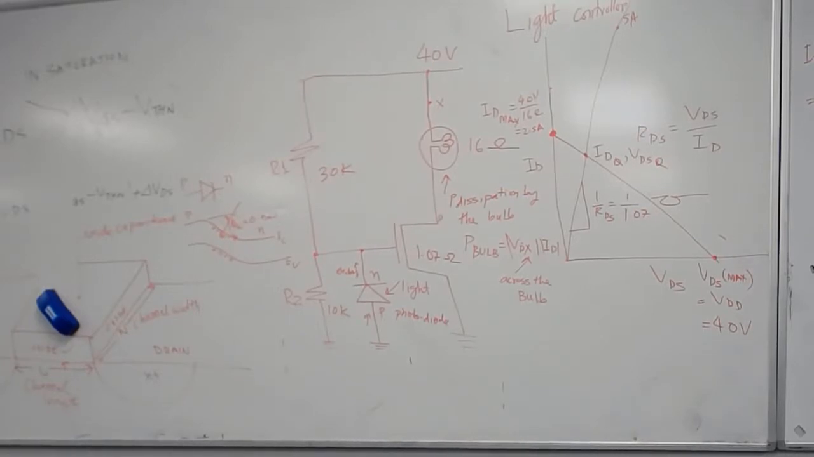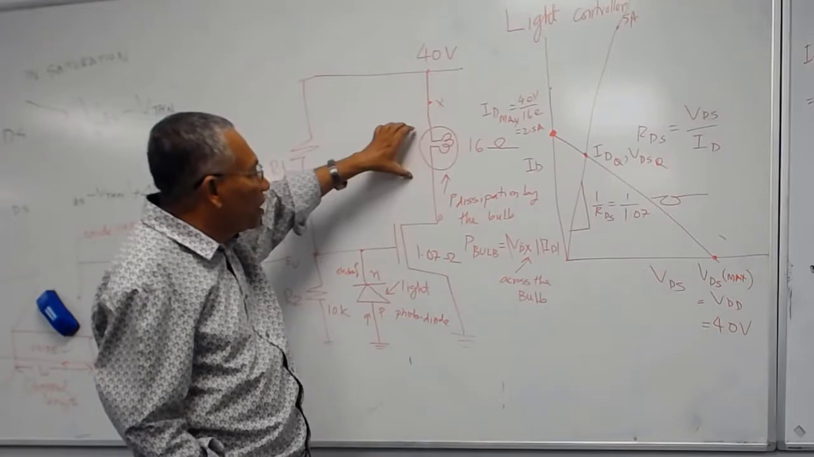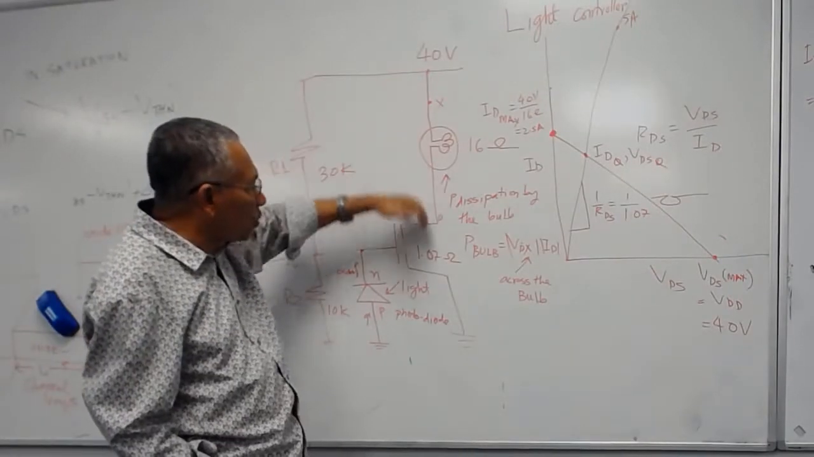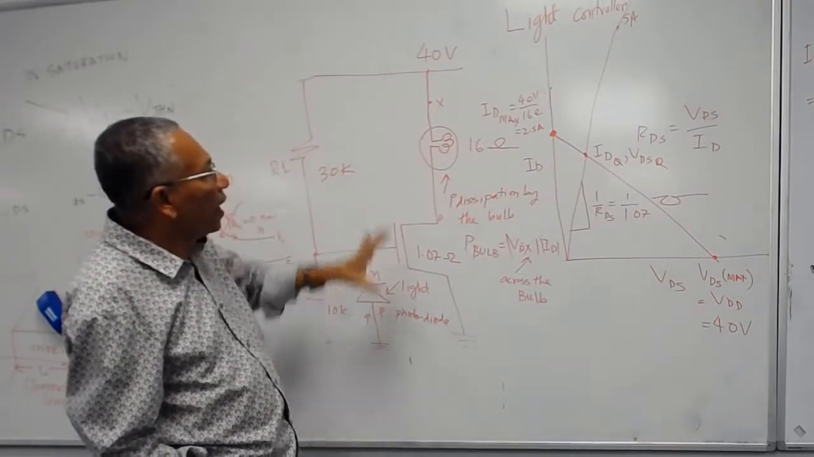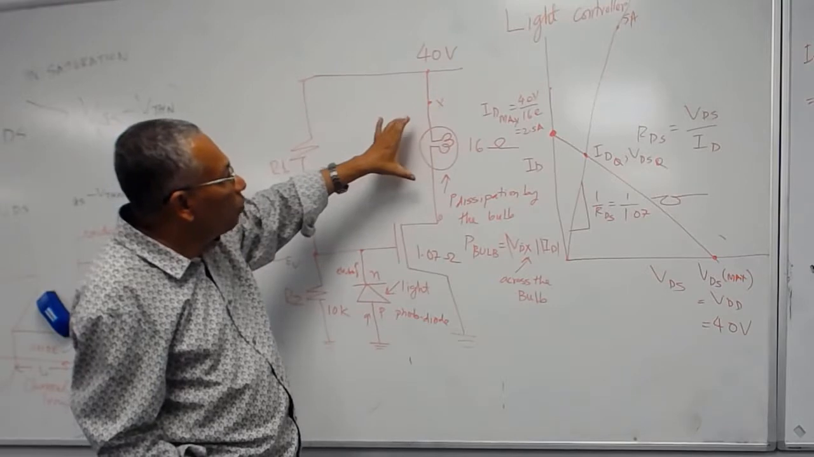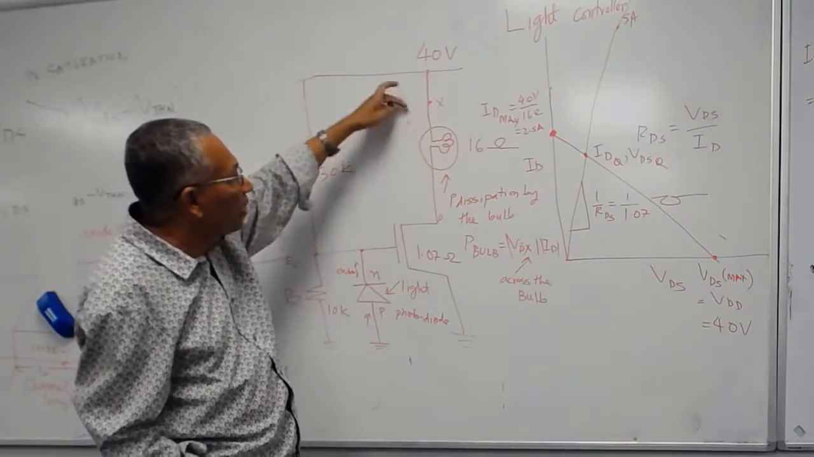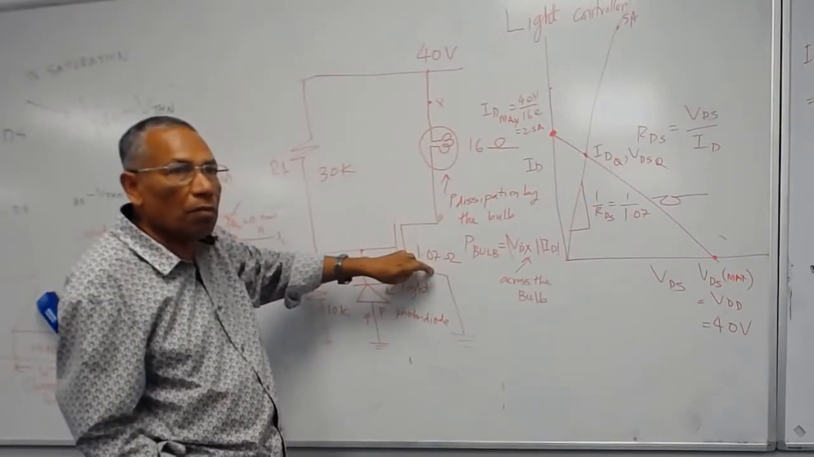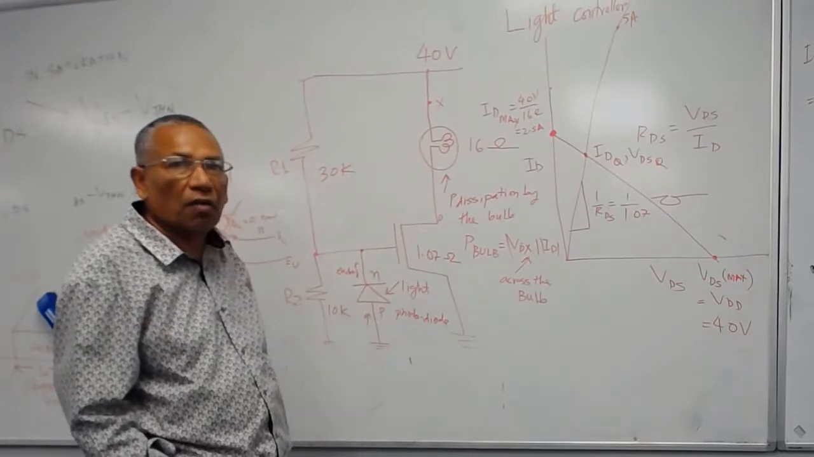Calculate the power dissipated by the bulb by calculating the actual current. You know the voltage, and you know this resistance. Divide the voltage by those two resistances, and you'll get the actual drain current. Multiply the drain current with the voltage across here, because you know this is 40 volts, and this is again another voltage divider between 16 ohm and 1.07 ohm. Then you can find out how much voltage drop here, how much voltage drop here.